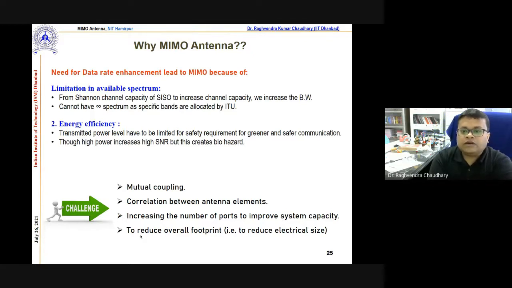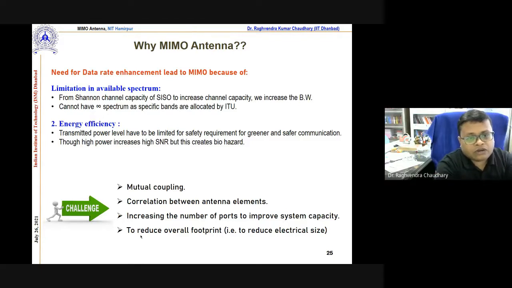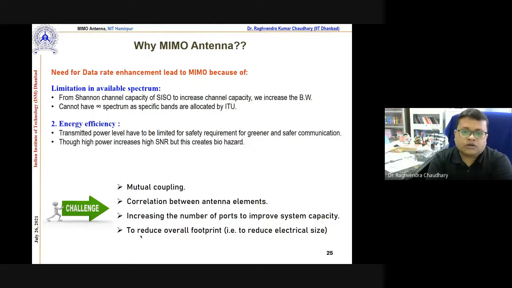To increase channel capacity, we increase the bandwidth. The second option is to have infinite spectrum, but because the ITU has allocated and specified the bands, we don't have infinite spectrum. So we need to find alternative ways to fulfill our requirement within the allotted bands or channel.